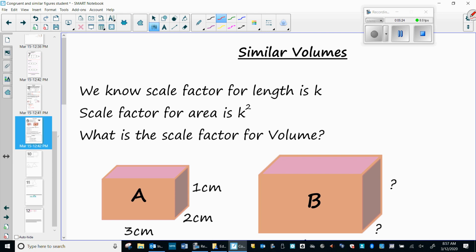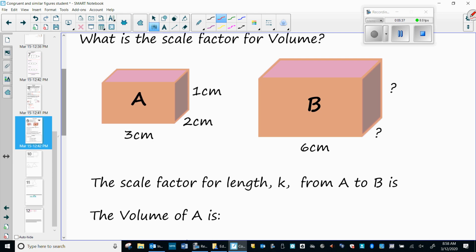I'm sure that you are not going to be surprised with what we get here. The scale factor for length is k. The scale factor for area is k squared. We're going to find the scale factor for volume. So, similar situation. How much bigger is this shape than this one?